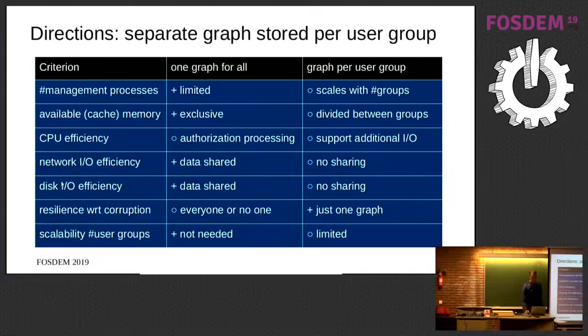Of course, disk and network I told about. Maybe there is one advantage of having separate graphs per user group. That is the case that your graph database will get corrupted in some way. Then of course there is just one single user group that is affected. And scalability we talked about.